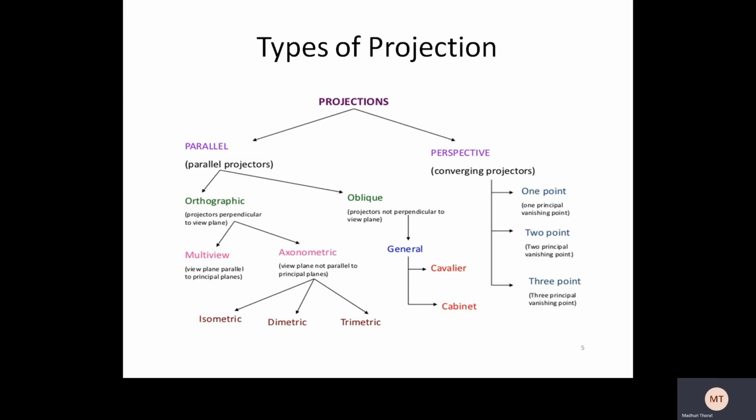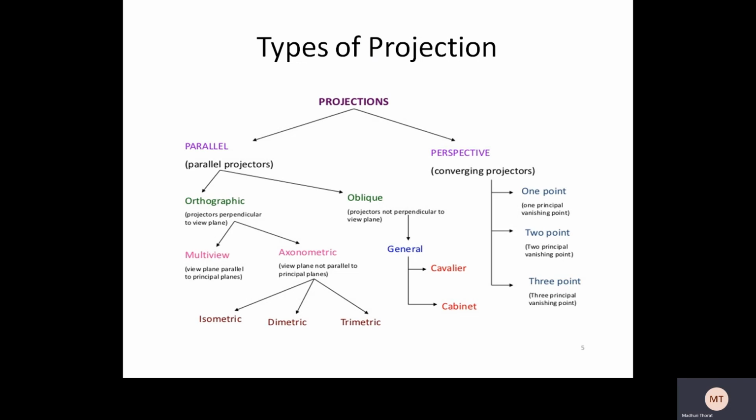Multi-view projection means the view plane is parallel to the principal planes, and axonometric projection means the view plane is not parallel to the principal planes. Axonometric is again divided into three types, that is isometric, dimetric and trimetric. Oblique is a type of parallel projection, and oblique is also divided into two parts, that is cavalier and cabinet. So these are all the types of parallel projection.